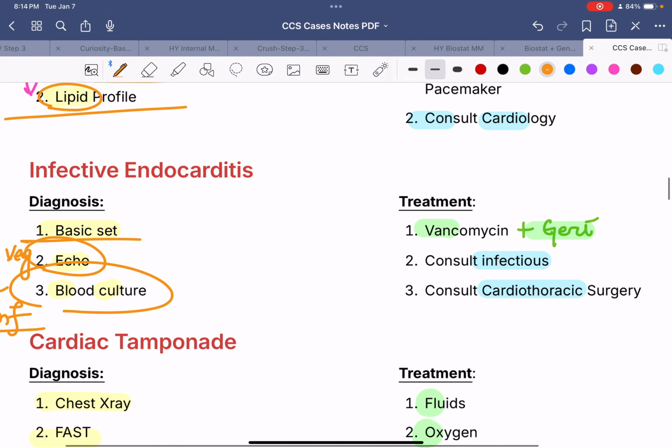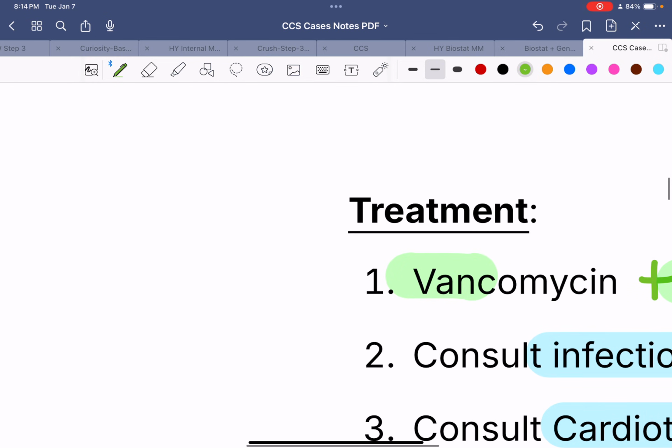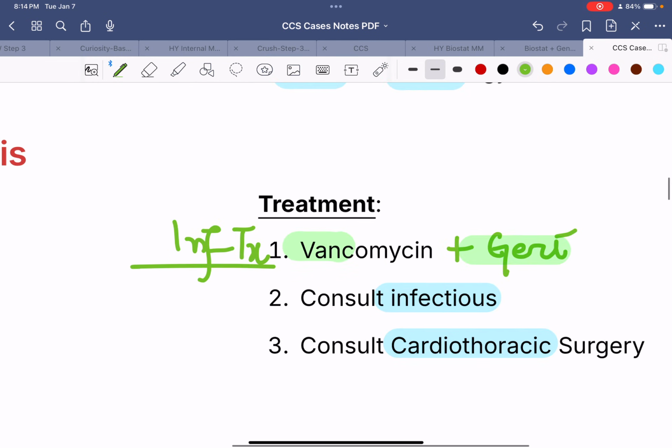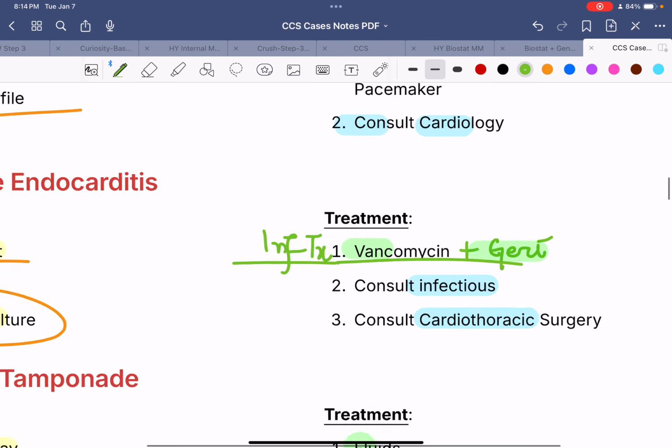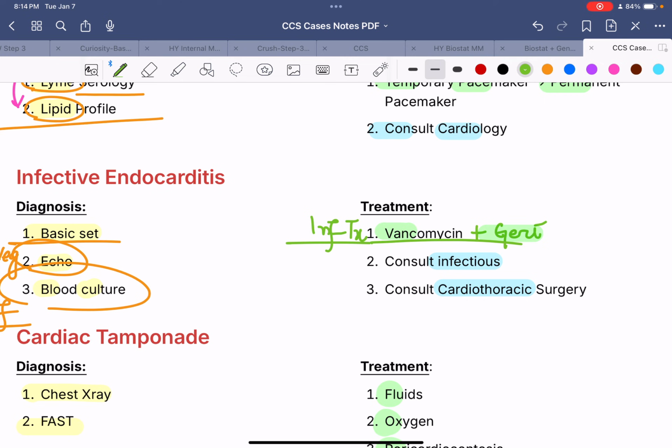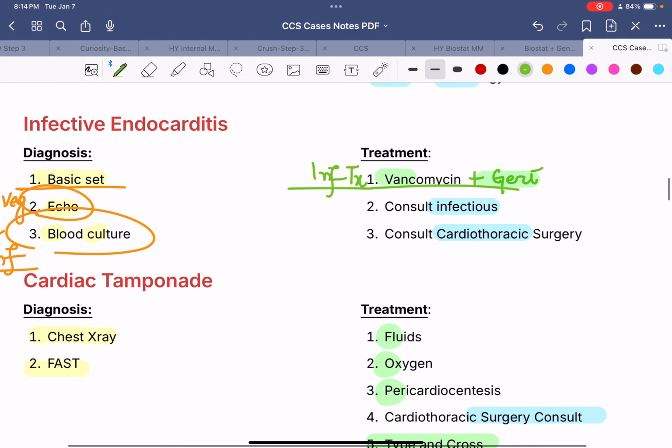And what's the goal of treatment? What do you want to do in case of infective endocarditis? Two to three things. One, you want the patient's infection to go away. So for infection control, infection treatment, you're going to give him vancomycin plus gentamicin. Vanco plus gent is the combination used for infective endocarditis. And of course, you're going to consult if the patient might have such big vegetation that they may need surgery. So then cardiothoracic surgery consult. And since the patient is having an infectious disease, consult infectious diseases.